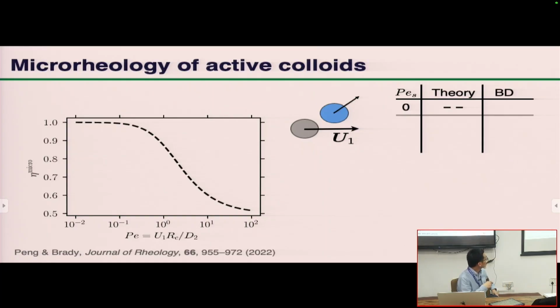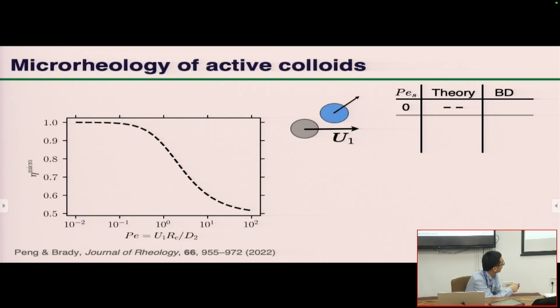So if I am plotting here the microviscosity that we defined earlier as a function of essentially the driving force on the probe, so how fast you're moving the probe. What I see is a thinning behavior. As you move the probe faster, the microviscosity goes down. This is for the case of a passive system.